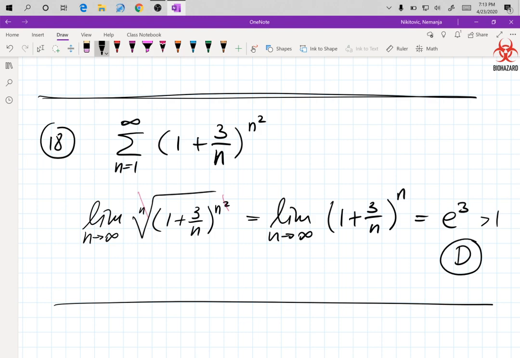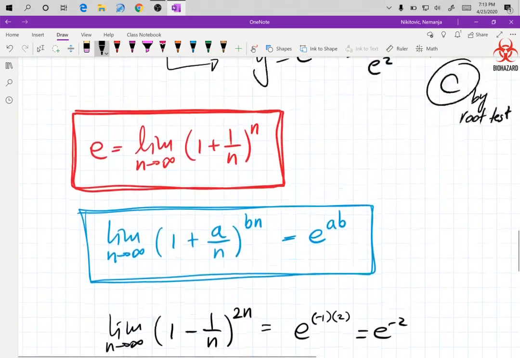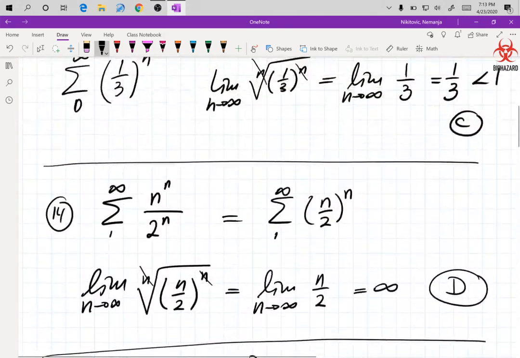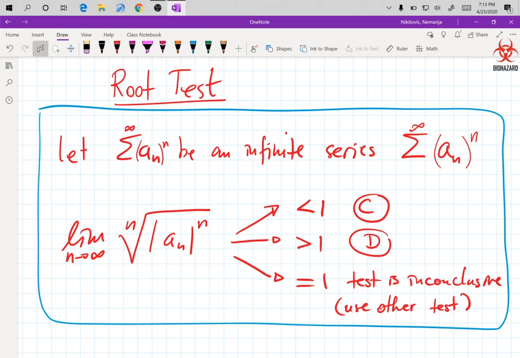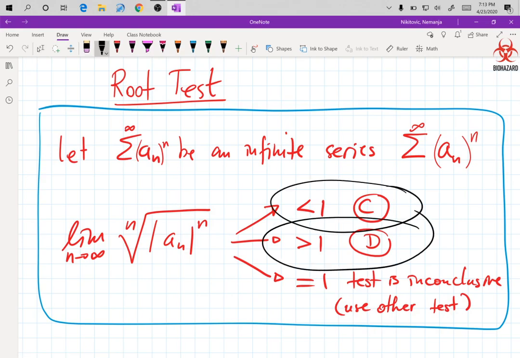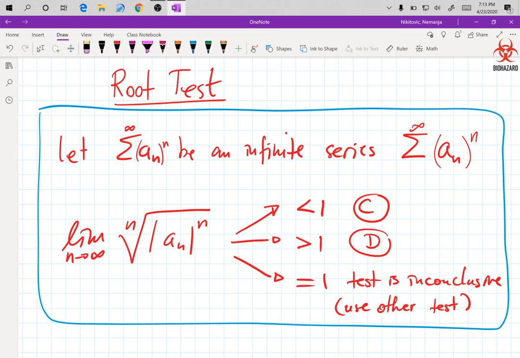So that's the root test. You have to memorize the situation, right? You get either smaller than 1 or larger than 1. If it's equal to 1, the test is inconclusive, so you can't use the root test. You have to use some other test, right? That's all it is. And you go from there.